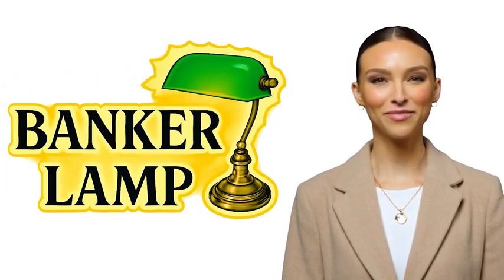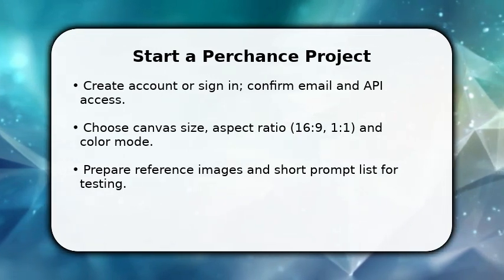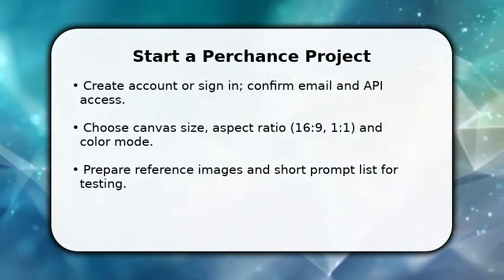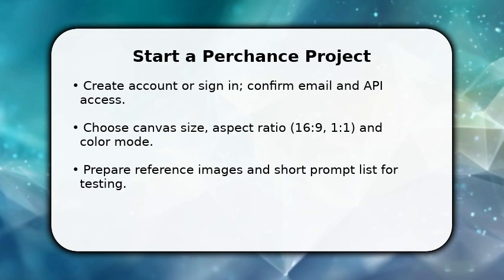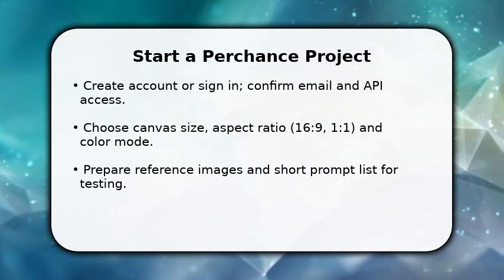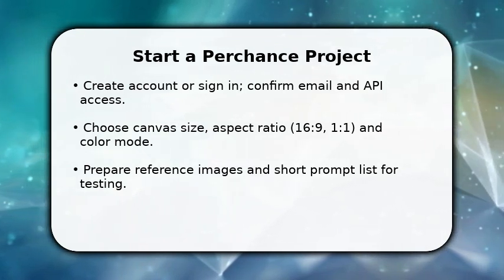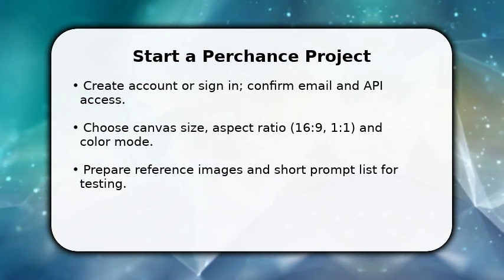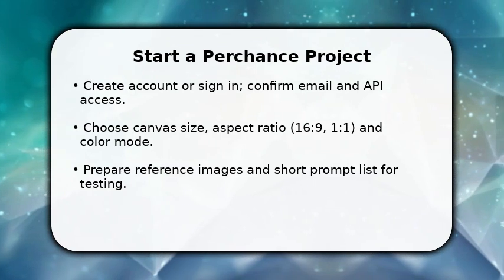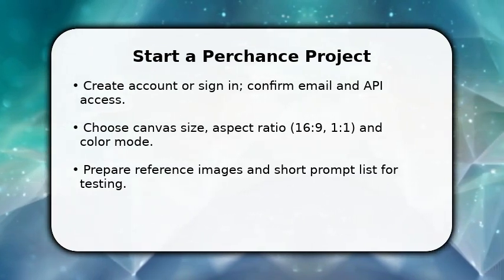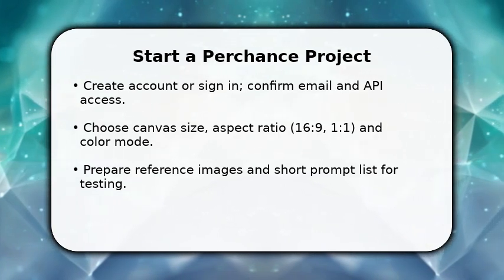Please enjoy the video. You begin by creating a new Perchance project and linking any required API keys so generation runs smoothly. First, set your canvas dimensions and color mode because outputs depend on those parameters. Once done, upload reference images and assemble a short list of prompts to iterate quickly. Make sure to enable any advanced settings you need, like stylized strength or seed control, before generating the first batch. This gets you straight into meaningful experiments without losing time on trivial setup steps.